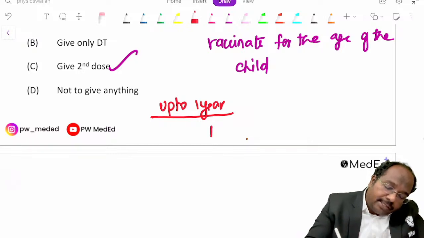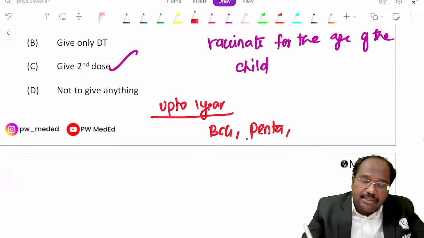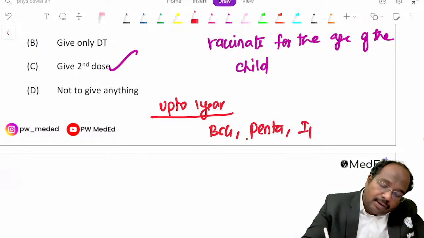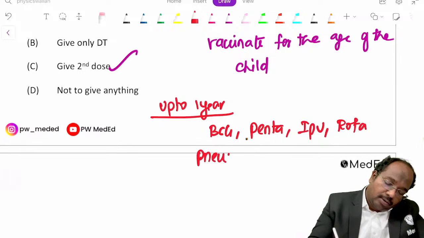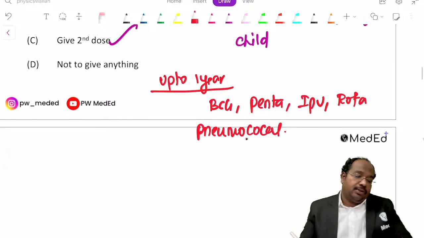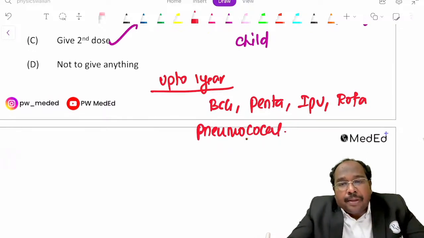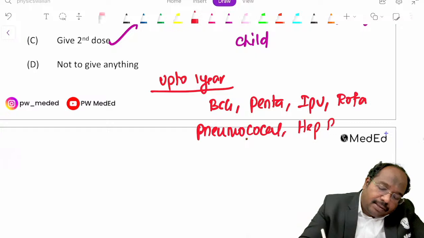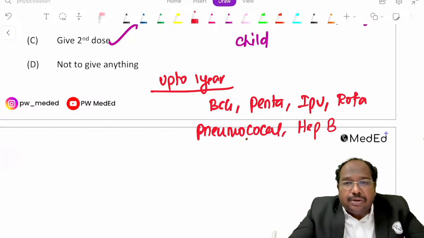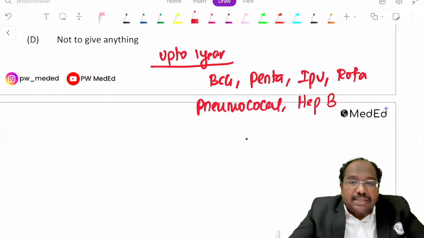Okay, fine. One is BCG, pentavalent, IPV, Rota, pneumococcal. So these are the vaccines you can give up to 1 year of age: BCG, pentavalent, IPV, and hepatitis B. So these are the 6 vaccines you have to give up to 1 year. Don't give these vaccines after 1 year.